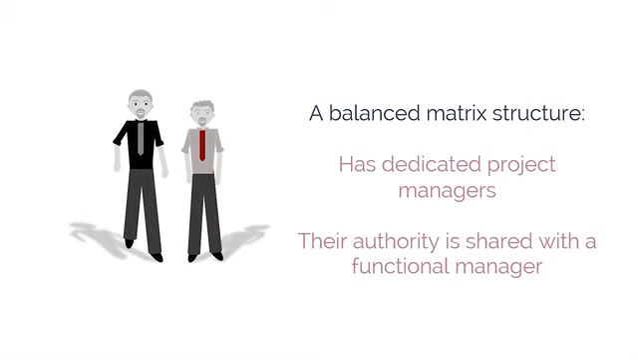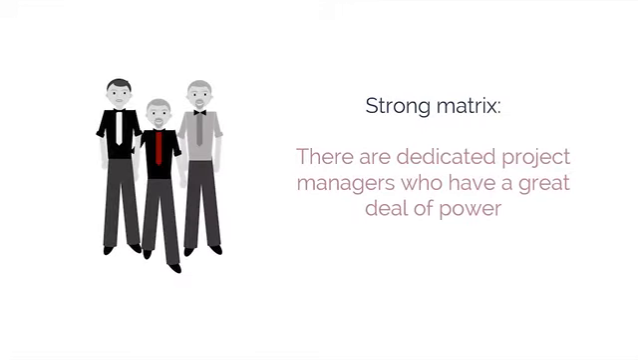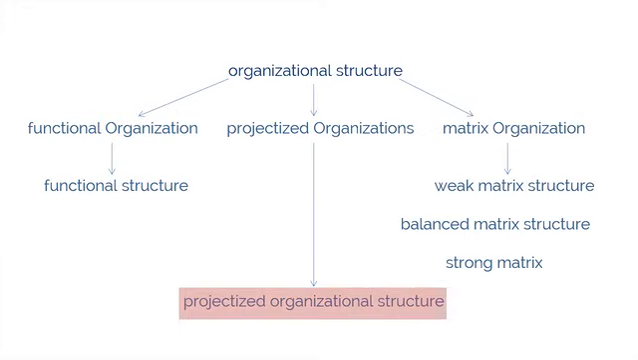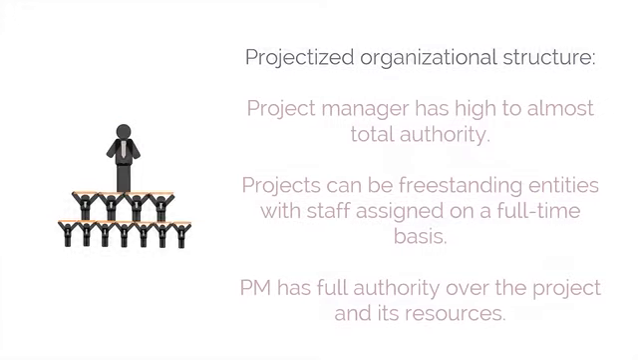When you think of a balanced matrix, I want you to think of a teeter-totter where the project manager is on one end and the functional manager is on the other end, and they are sharing or balancing authority. In a strong matrix, there are dedicated project managers who have a great deal of power. And in a projectized organizational structure, the project manager has high to almost total authority. Here, projects can be freestanding entities with staff assigned on a full-time basis. The project manager has full authority over the project and its resources.